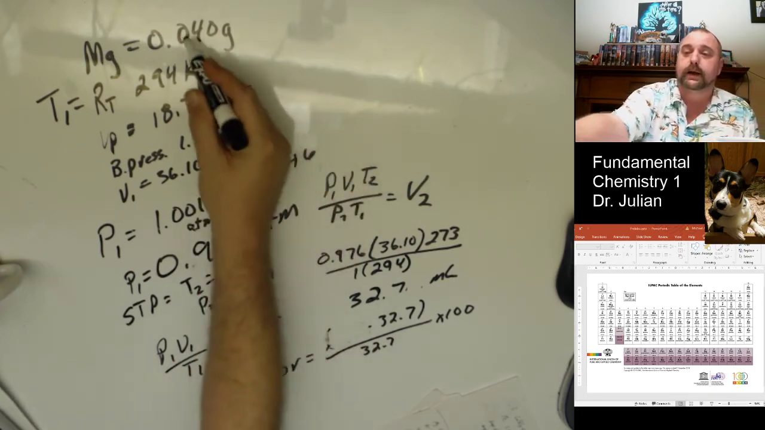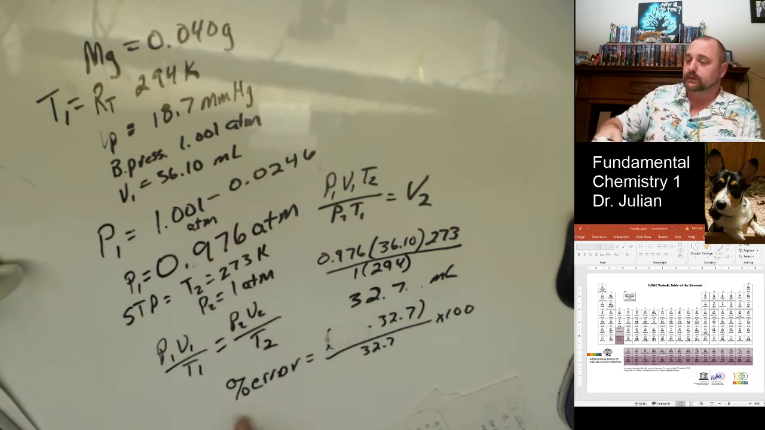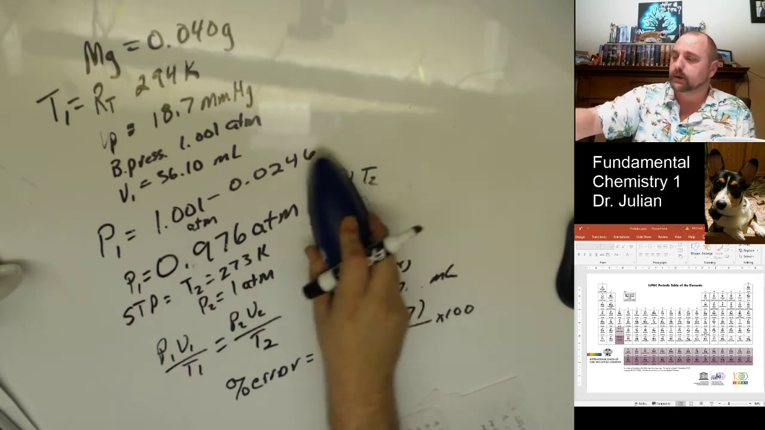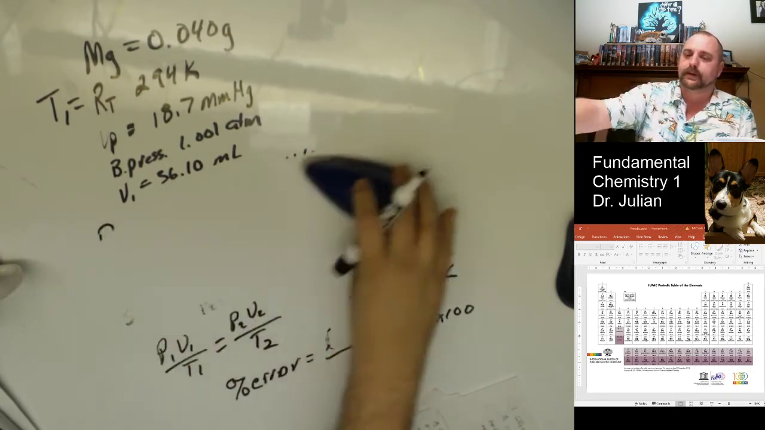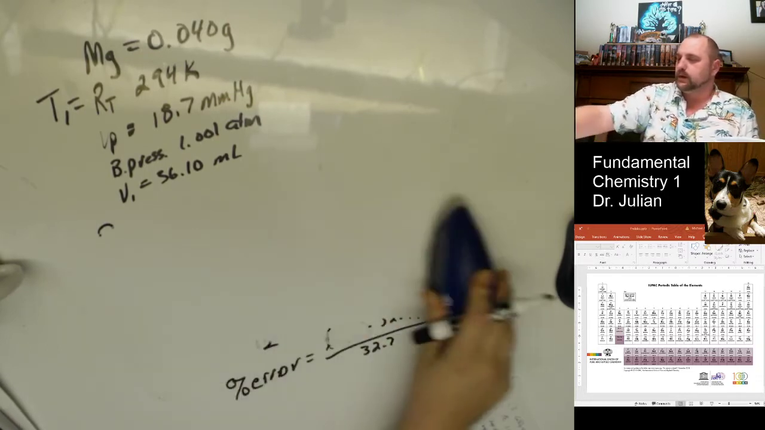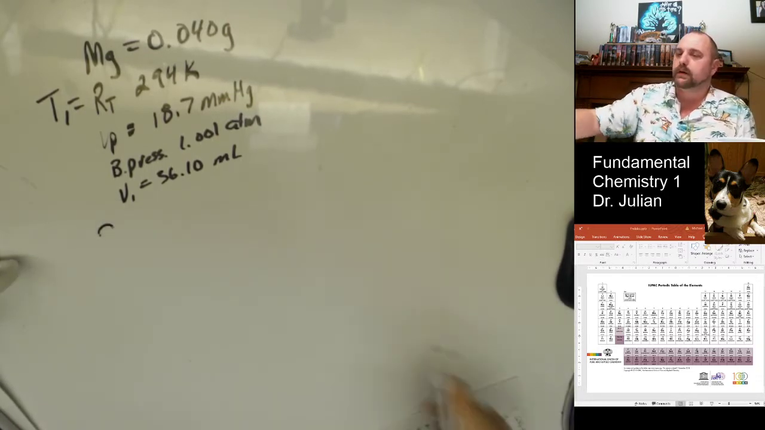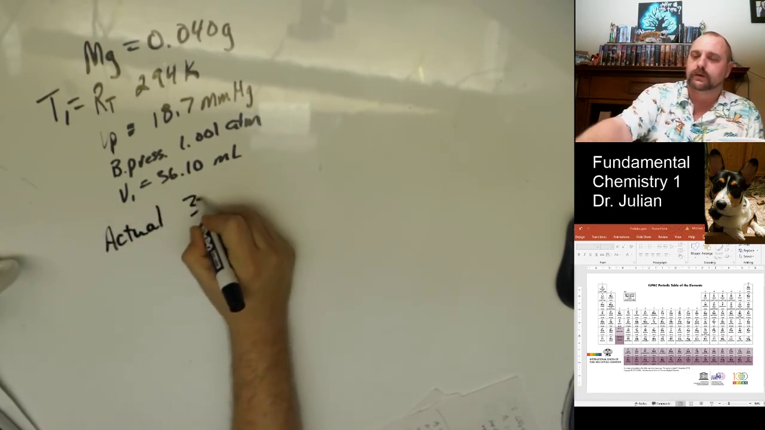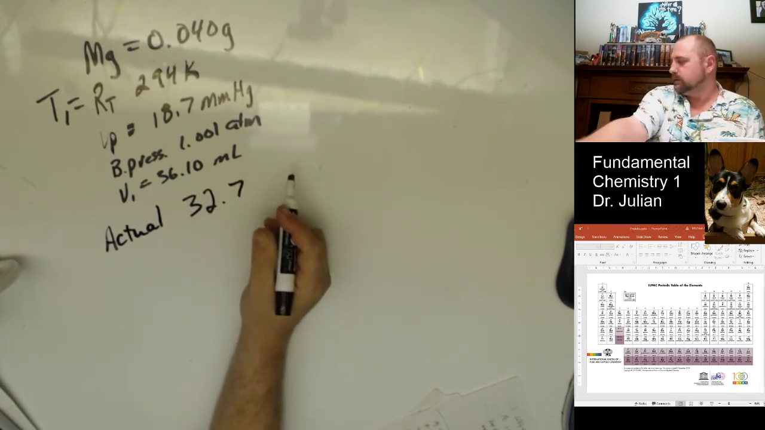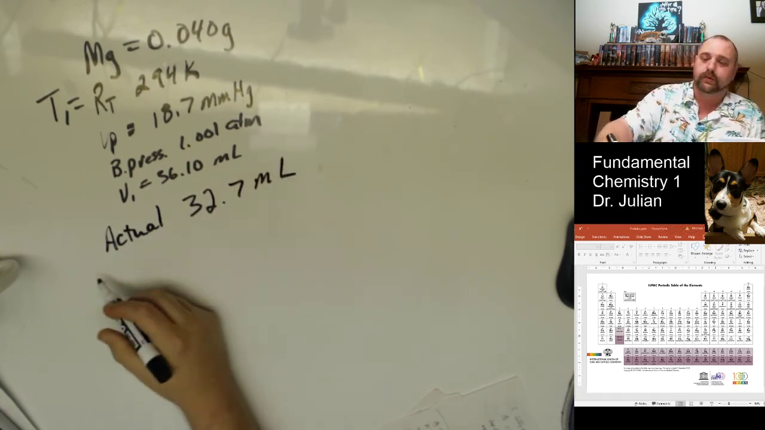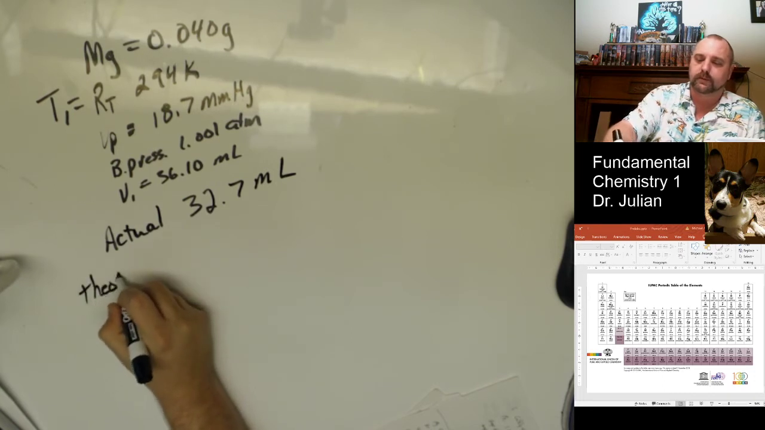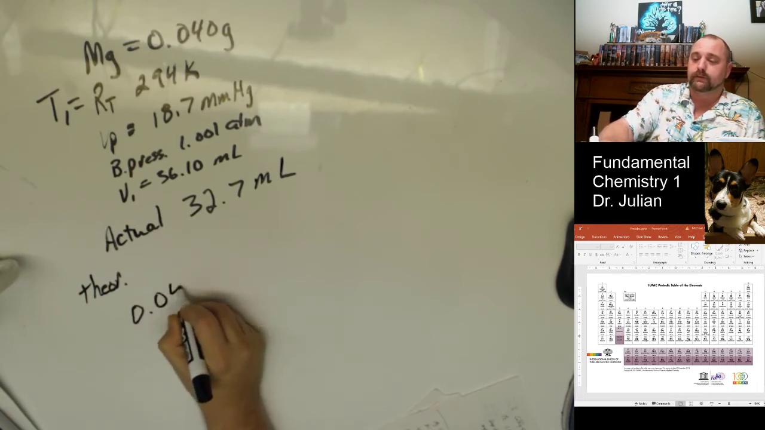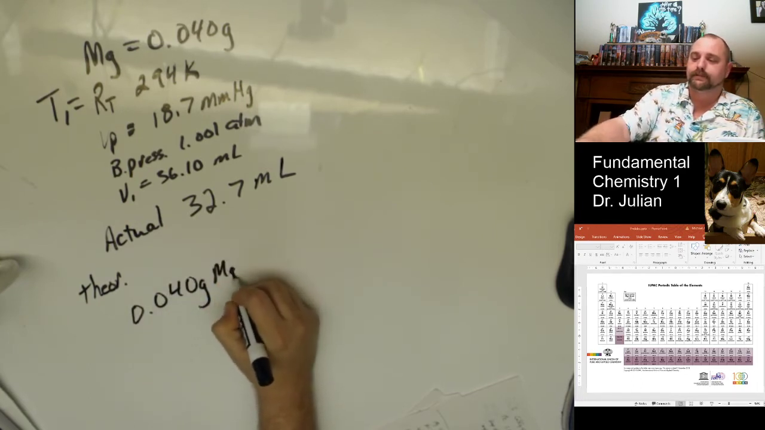All right, so that came from our magnesium. So I'm going to get rid of some of these pressure calculations. I'm going to keep that 32.7. I think I'll come back and I'll rewrite that. Now, actual was 32.7 milliliters. Our theoretical, how much we should have gotten, depends on how much magnesium we started with. So we had 0.040 grams of magnesium.